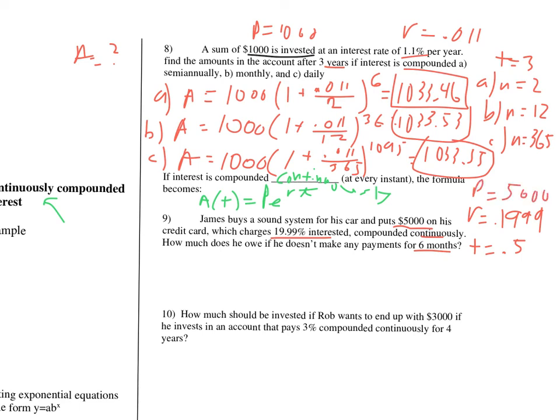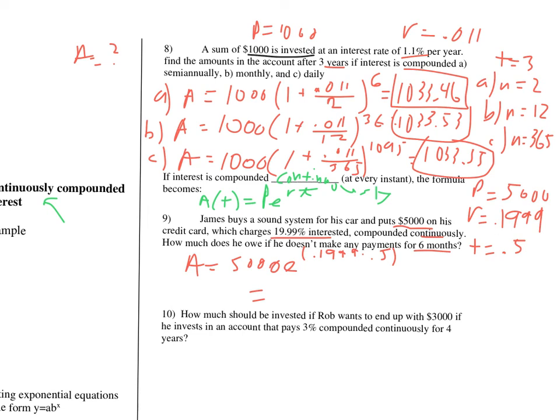So let's see how much James owes after only 6 months of this. So that's 5,000 times e to the power of 0.1999 times 0.5. And so when I type that in, one more thing on this one. For e, you can't use 2.7 anymore. It's not accurate enough. So you have to actually use the e button on your calculator. On most scientific and graphing calculators, it's second and then ln would be e to the power of x. And so you could type that in there.